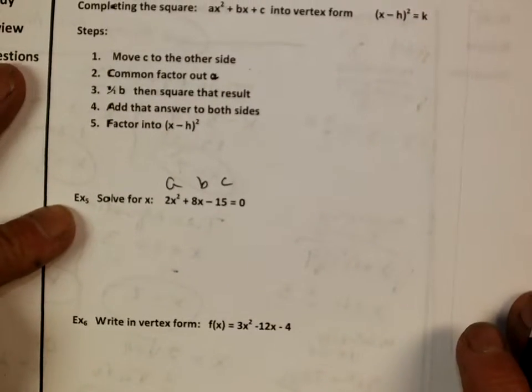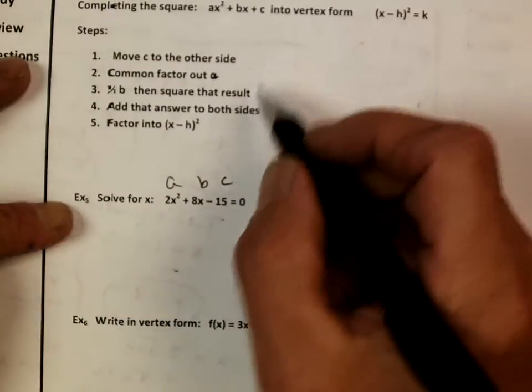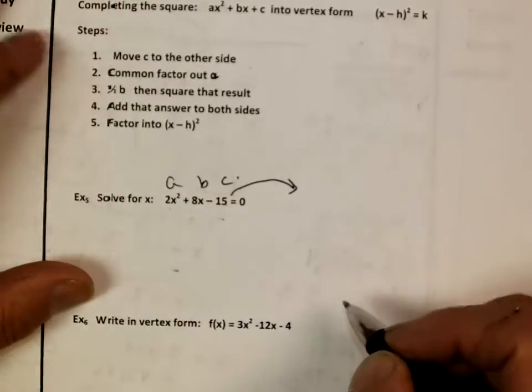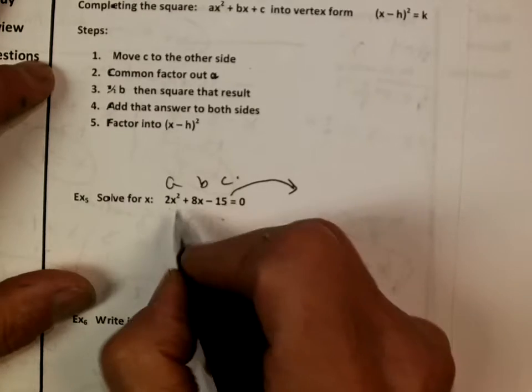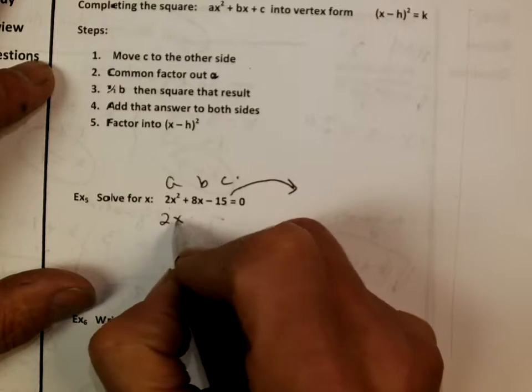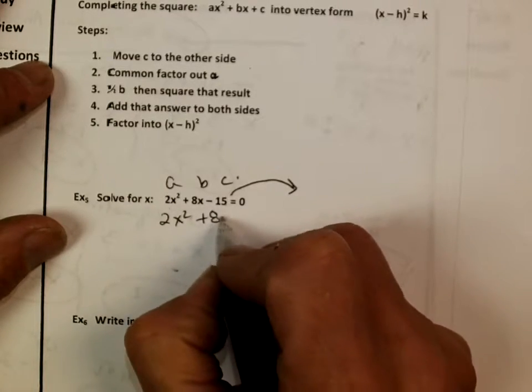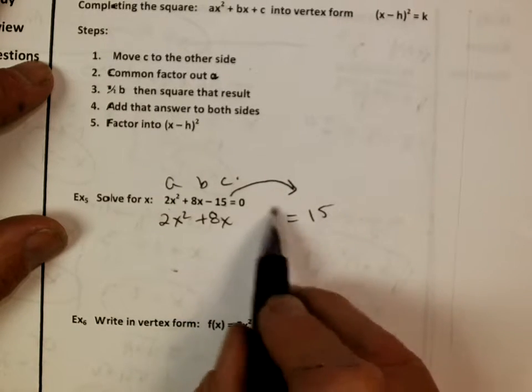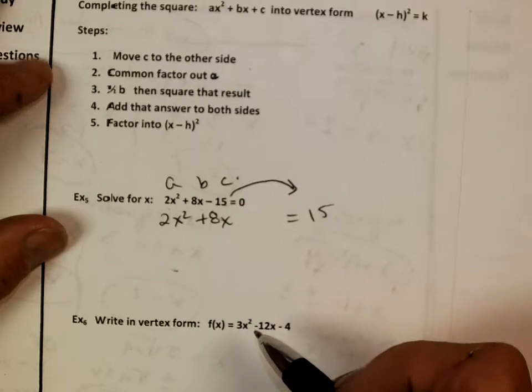Thank you. So here's A, B, and C. So step C, move C to the other side. So I'm going to take the 15 and move it over here, okay? So I'm going to have a 2x squared plus an 8x equals 15. Leave a little space right there because we're going to fill in that hole, okay?